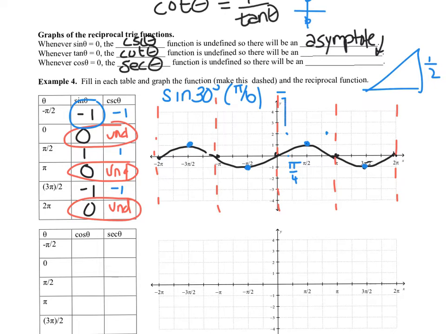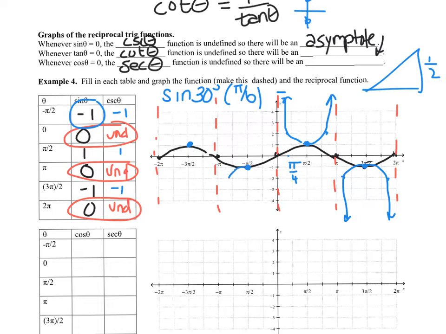So now I can make this function. It's going to keep going up and up and up right here, because as you're getting closer and closer to 0, you're dividing by a number that's getting smaller and smaller. So this pattern continues on. You could put it in your graphing calculator and see, but this pattern continues on. Looks like this.